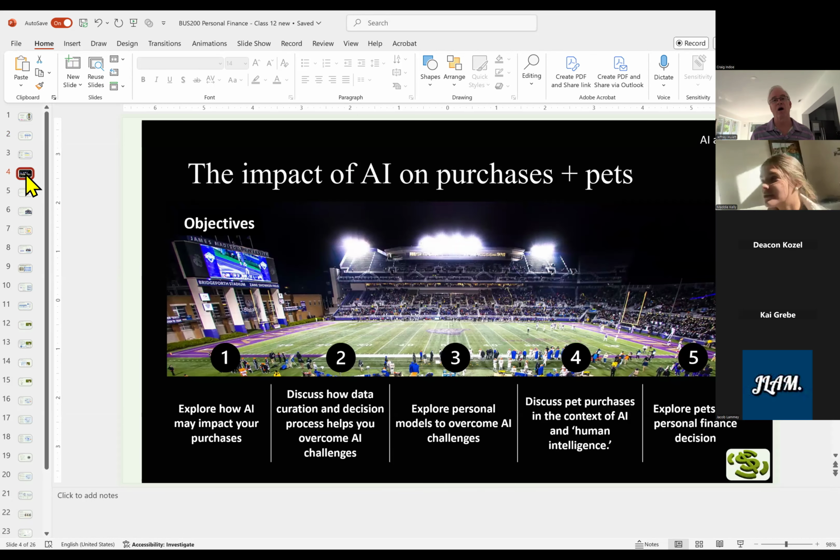All right. So the one I'm kicking off now, that we will go into at the end of class next week, is called The Impact of AI on Purchases plus the Pet Purchase. I think I mentioned this before, but this one is a little bit provocative because we're going to turn the pet purchase into a personal finance purchase. And some people, Maddie included, who has a very nice doggy there, may not like to think about a pet as a personal finance purchase.